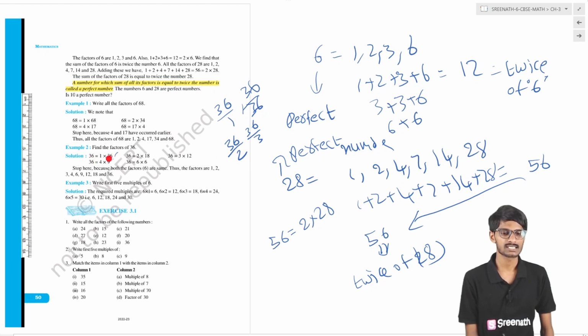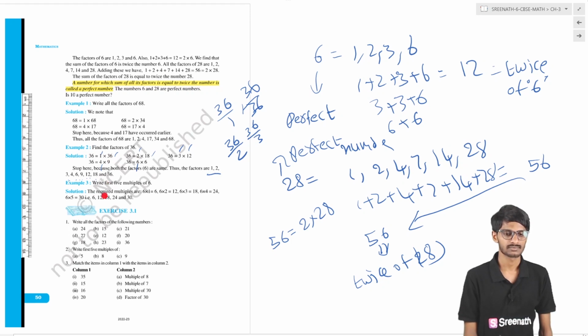So 1 into 36 gives factors, 2 into 18 gives factors, and 3 is a factor, and 4 nines are 36, so 4 is a factor, and 6 is also a factor. So what are the factors of this number? 1, 2, 3, 4, 6, 9, 12, 18 and 36. All these are the factors. 12 is also a factor. So in this way you can find the factors.